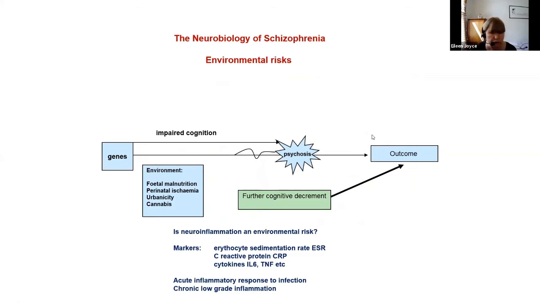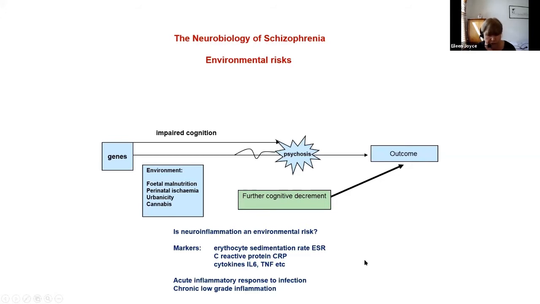So turning to inflammation, we know that there are several environmental risk factors that interact with genes to promote the development of psychosis, such as malnutrition in early life in the fetus, lack of blood supply to the brain during birth, being brought up in a city, and cannabis abuse. So can inflammation constitute an environmental risk, as well as these other known factors?